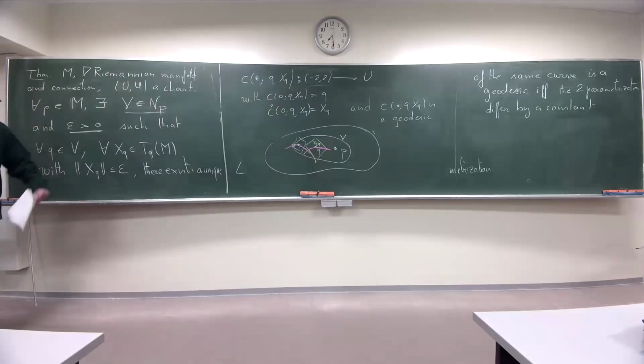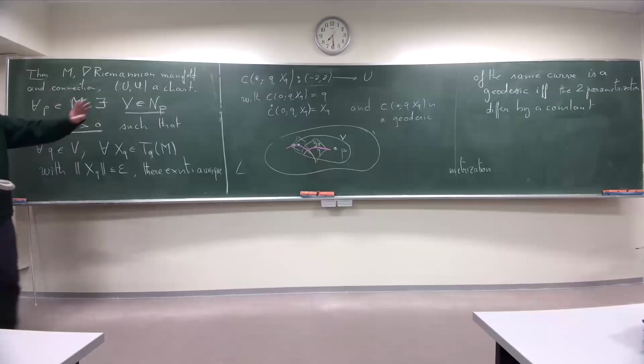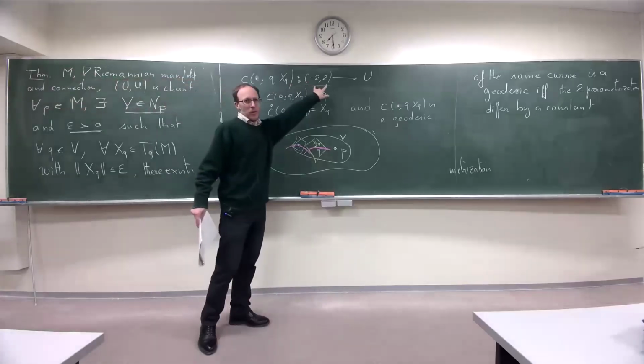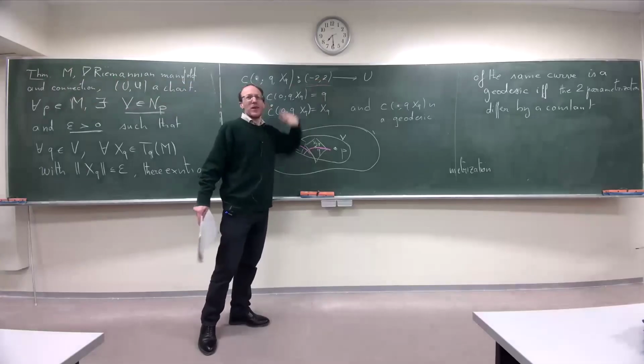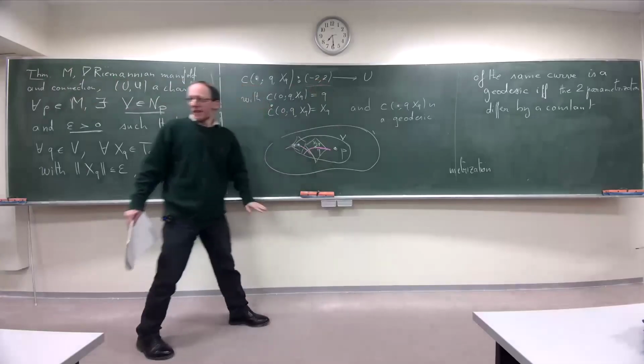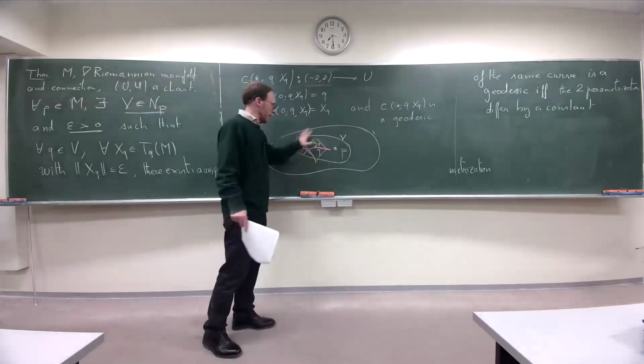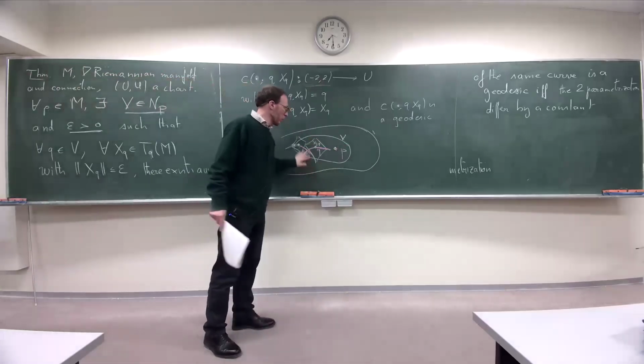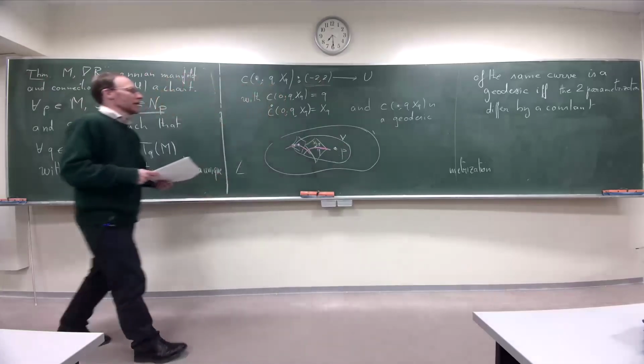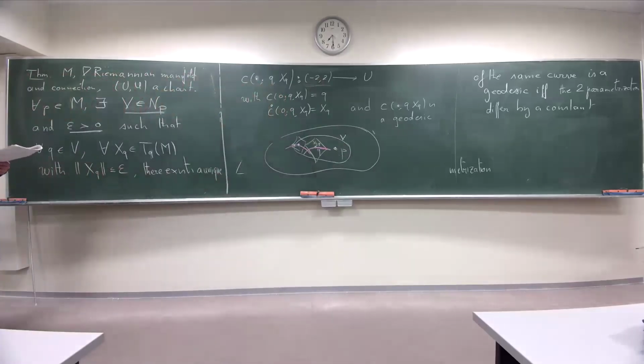Okay. So this is interesting, and we will use this. The interval -2, 2 is completely arbitrary. If you prefer -3, 3, you can choose -3, 3. The thing is, this interval does not depend on the point you start in this neighborhood V.